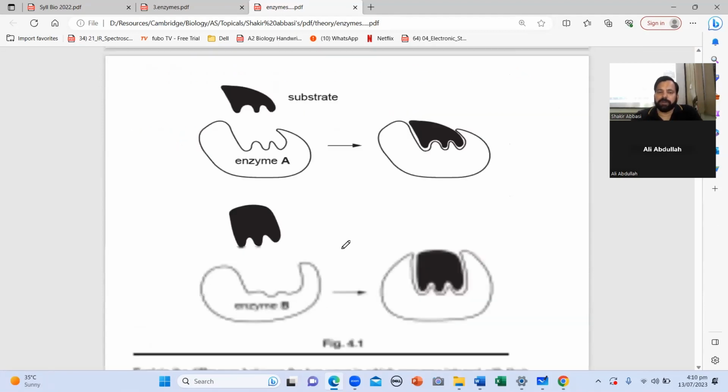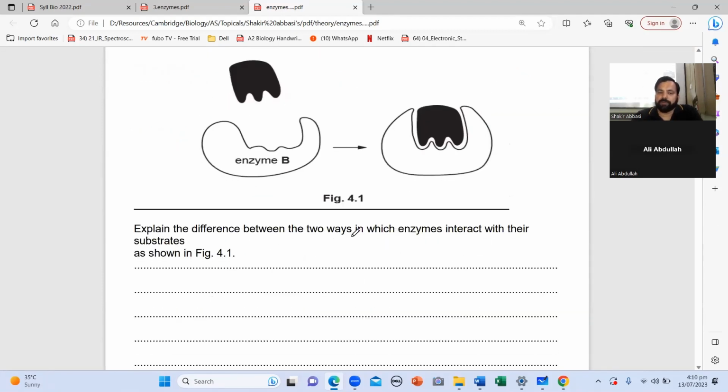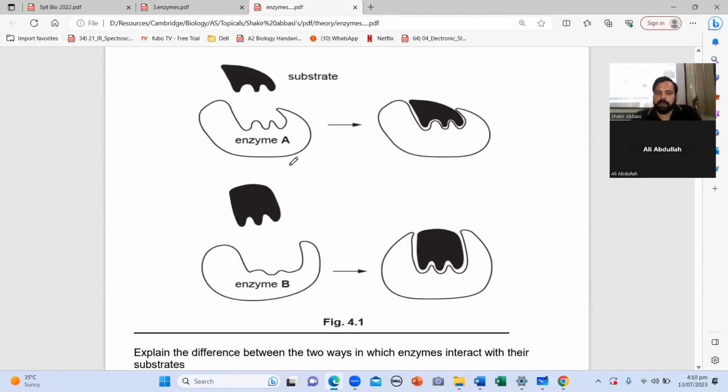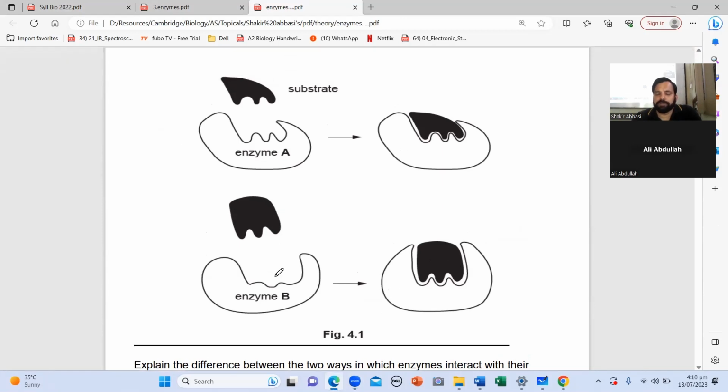June 15, 4 marks. They say explain the difference between the two ways. Okay, allow me to speak the answer. As you said, we will say enzyme A works by lock and key and B works by induced fit. That is 2 marks. Then I'll say that enzyme A has an active site fully compatible with the substrate, but enzyme B has a partially compatible one. After the substrate binds, it changes shape.